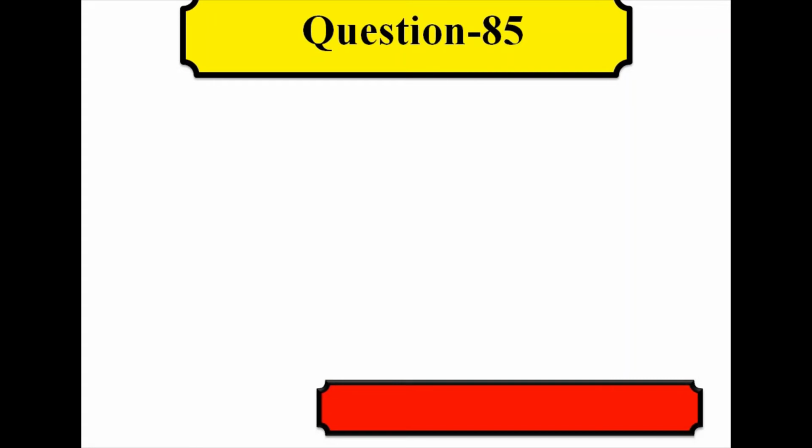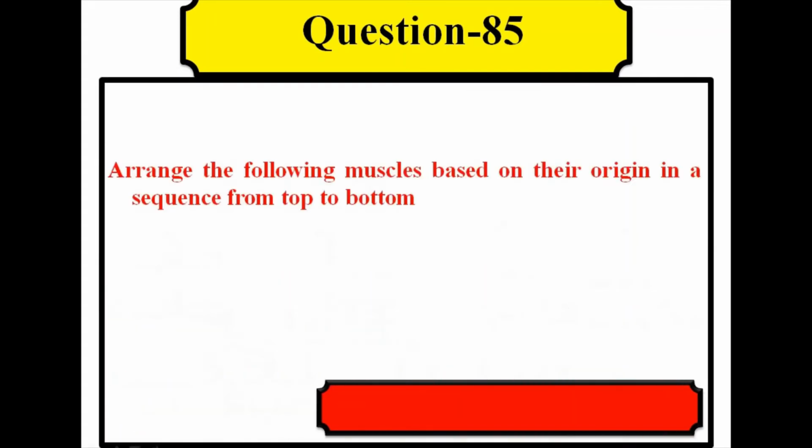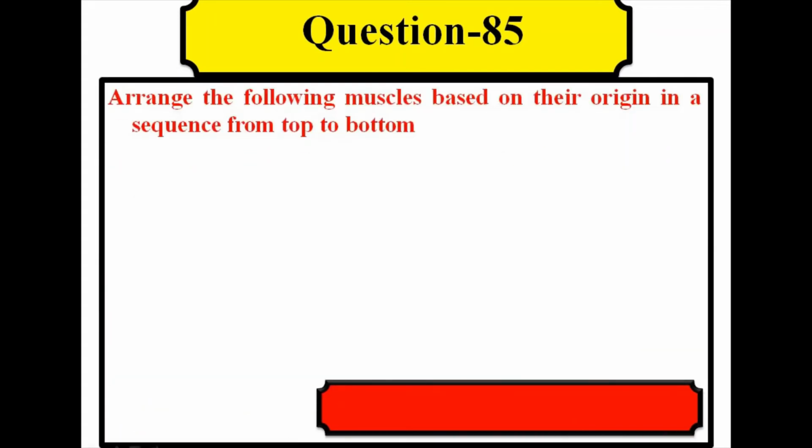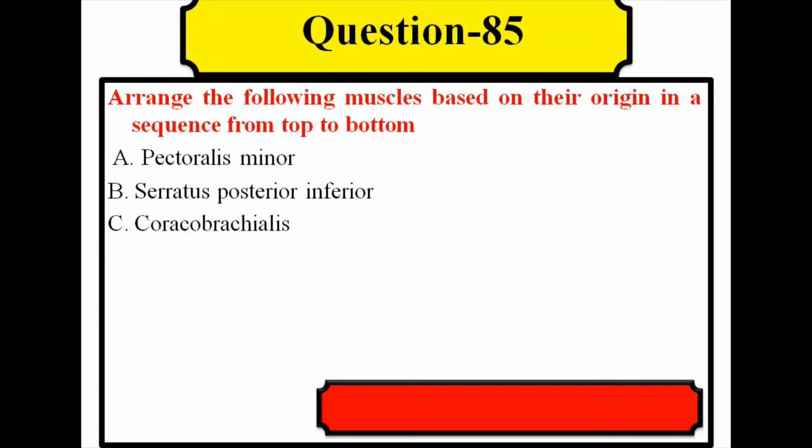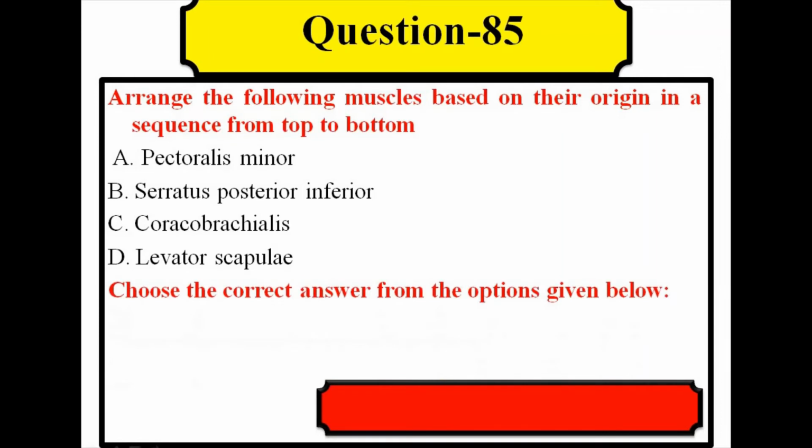Question 85. Arrange the following muscles based on their origin in a sequence from top to bottom. A. Pectoralis minor. B. Serratus posterior inferior. C. Coracobrachialis. D. Levator scapulae. Choose the correct answer from the options given below.